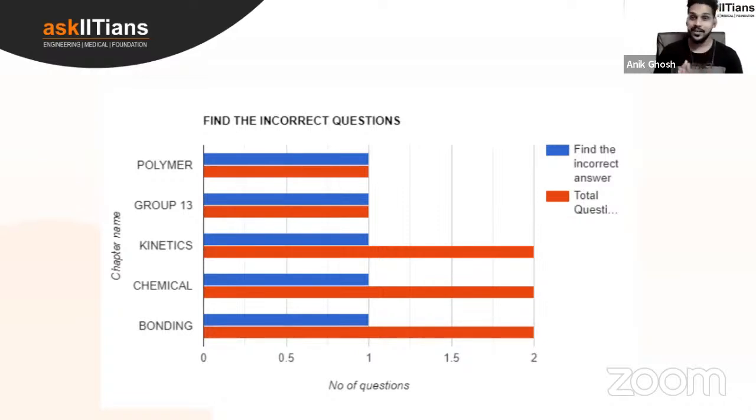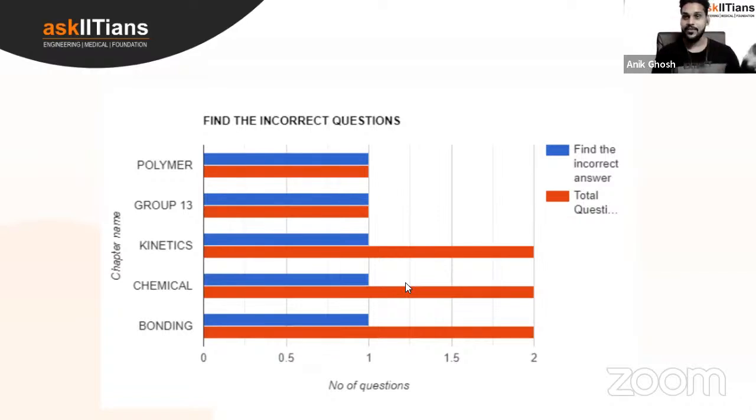Now they're asking incorrect option questions. See how many questions there are. From polymers, there was one question, and it asked for the incorrect option. From group 13 as well, one question where you have to find the incorrect option. Kinetics had two questions, and one asked you to find the incorrect option. Chemical bonding is also two questions, and out of the two, one was an incorrect option question.